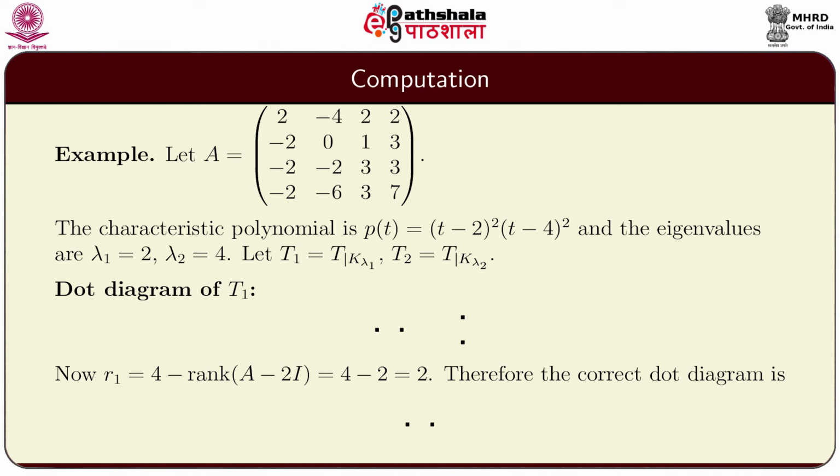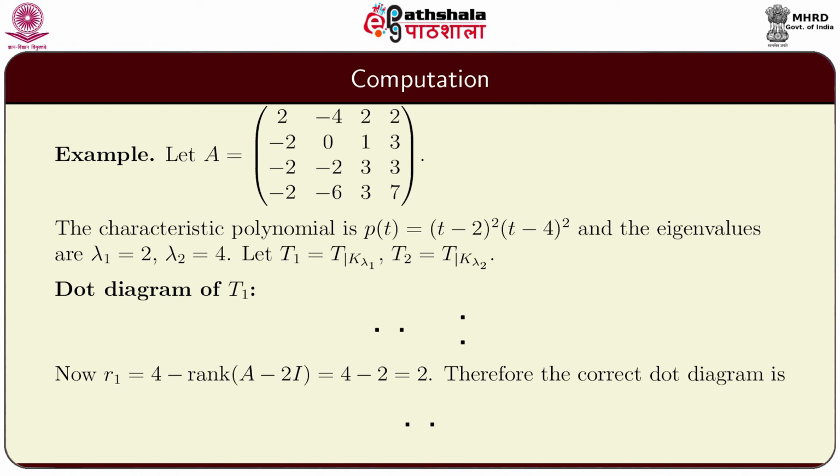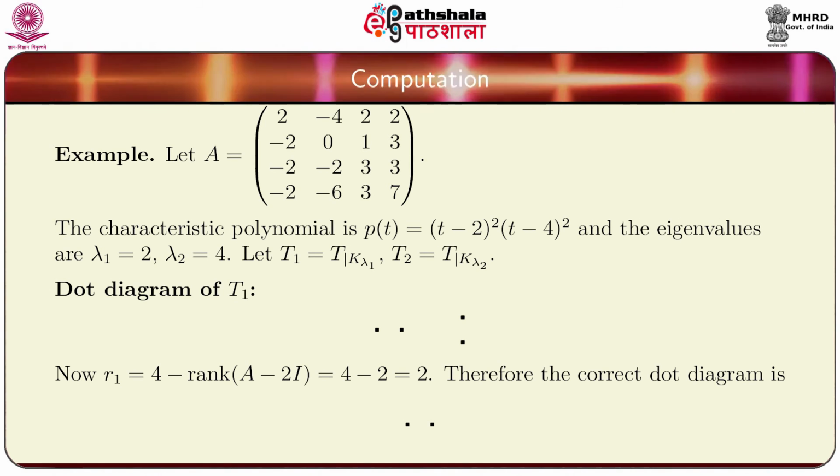Let us look at one more example. Let A denote the matrix given by these 4 rows: (2, -4, 2, 2), (-2, 0, 1, 3), (-2, -2, 3, 3) and (-2, -6, 3, 7). The characteristic polynomial is p(t) given by (t - 2)^2 (t - 4)^2, and the eigenvalues are lambda 1 equal to 2 and lambda 2 equal to 4. Let T1 denote T restricted to K lambda 1 and T2 denote T restricted to K lambda 2.